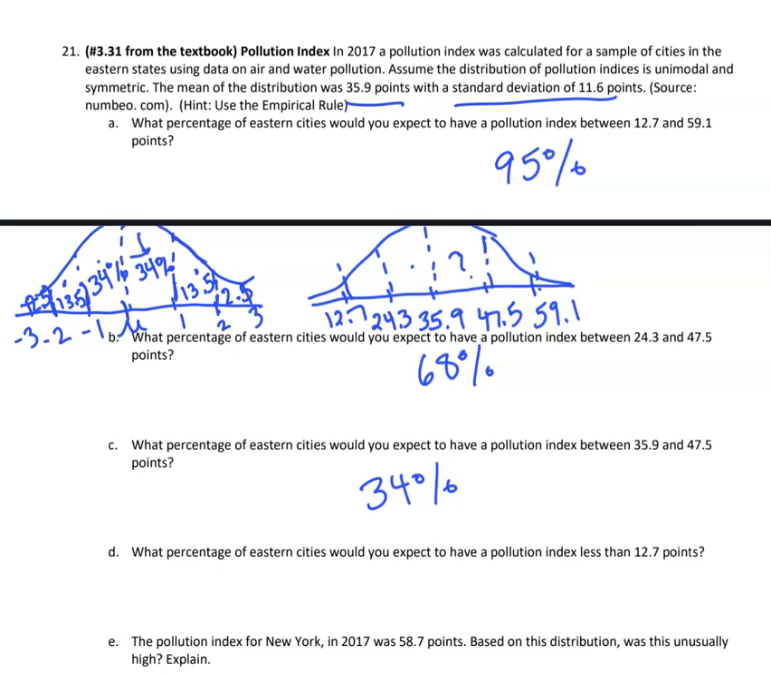D says less than 12.7. So think about that. Less than 12.7 is down here. Well, remember, this is 2 standard deviations below the mean. That's right here. So less than 2 standard deviations below is this little subsection, and that would be 2.5%. This is why I want you to have this particular diagram on your paper so you can figure out any range of intervals they ask about.